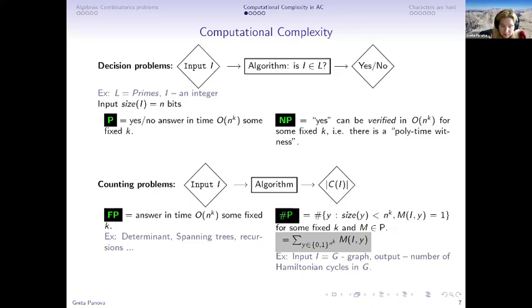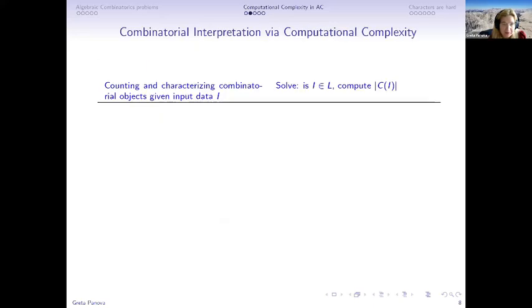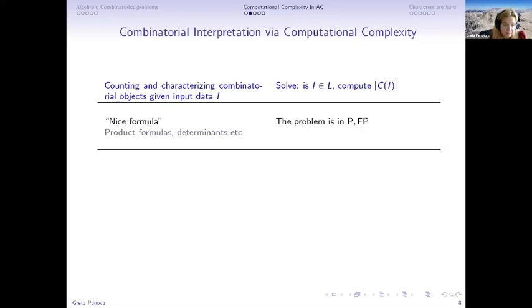Okay, so let's go back to our combinatorial problem. We want to understand what a combinatorial interpretation is, and we have our problems. Some of them have nice formulas, like the hook length formula, determinants, and so on. From a computational complexity point of view, these are all in P for the decision problem, and the counting problem is in FP.